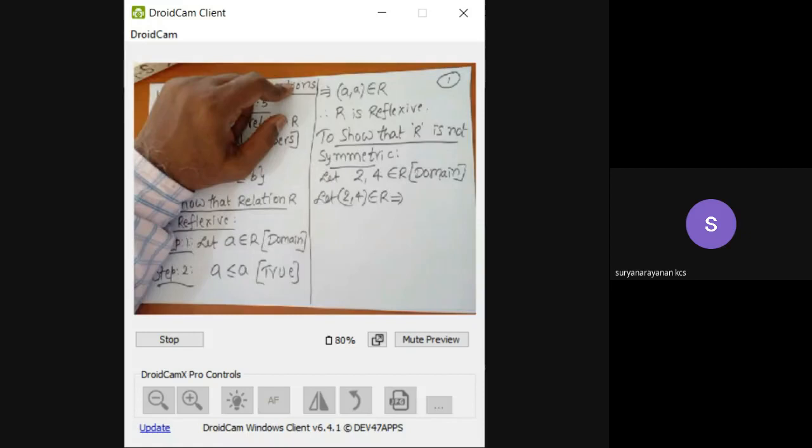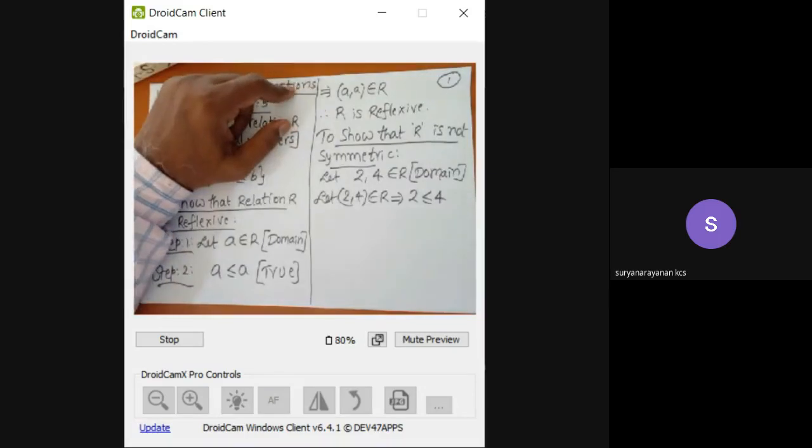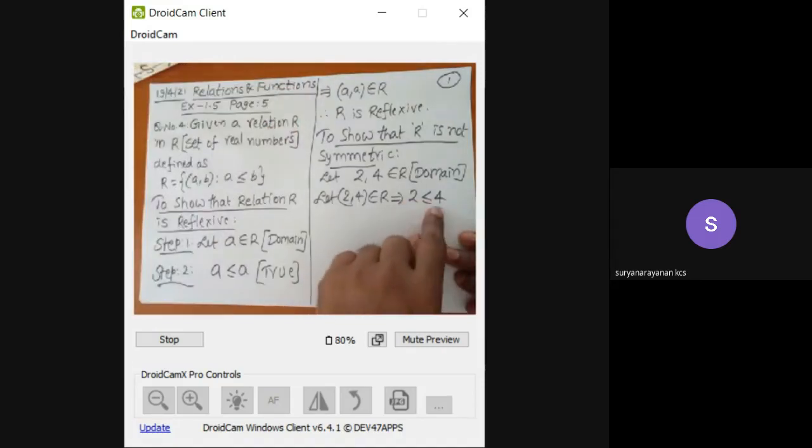Let ordered pair 2 comma 4 belong to R. Then what is the statement here? Ordered pair 2 comma 4 belongs to R means what is the relation between 2 and 4? 2 is less than or equal to 4. Yes, sir. Suppose if you reverse these two numbers, then what will you get here? 4 is less than or equal to 2.